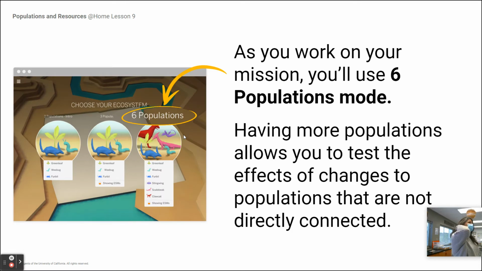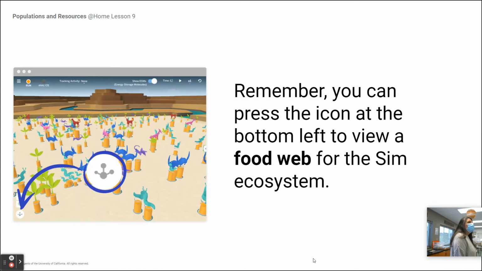As you work on your mission, you're going to use the 6 populations mode. Up to this point, we've used the one in the middle, so you're going to use this last one. Having more populations allows you to test the effects of changes to populations that are not directly connected. Remember, you can press the icon at the bottom left to view a food web for the sim ecosystem.